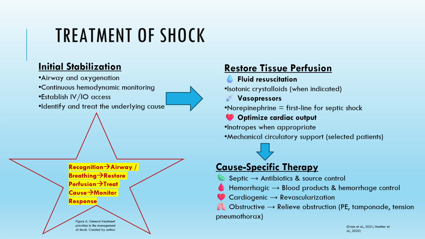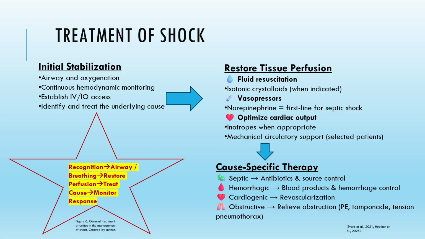The next priority is restoring tissue perfusion. As shown in Figure 6, isotonic crystalloid fluids are commonly administered for patients with hypovolemic and septic shock to improve intravascular volume. If hypotension persists despite adequate fluid resuscitation, vasopressors may be required to maintain organ perfusion. Current guidelines recommend norepinephrine as the first-line vasopressor for most patients with septic shock because of its effectiveness and favorable safety profile.